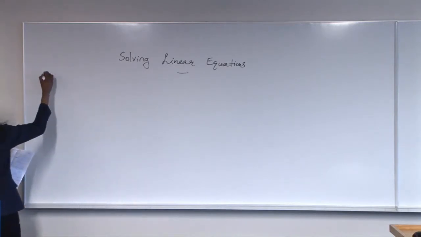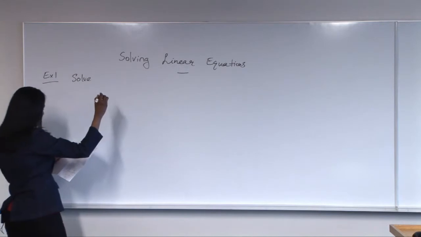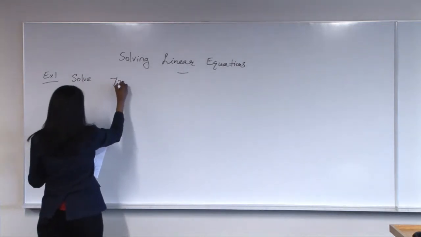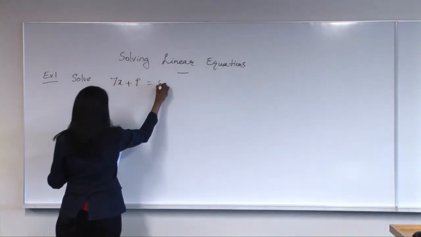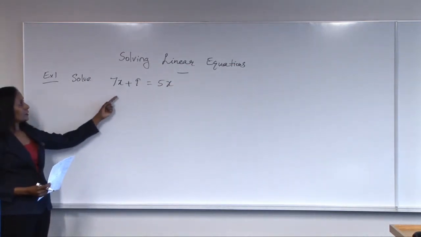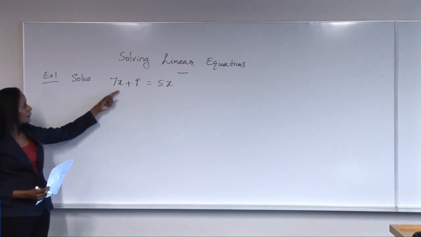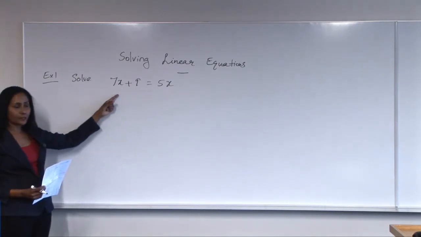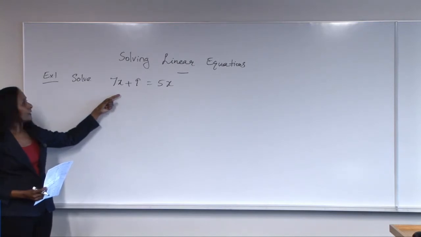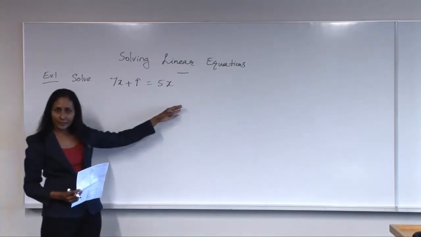Example number 1: solve the linear equation 7x plus 9 is equal to 5x. So here you are going to solve this equation. So you are going to solve for what variable? Here the variable is x. So we are going to solve for x. We need x alone on one side and the constants on the other side.